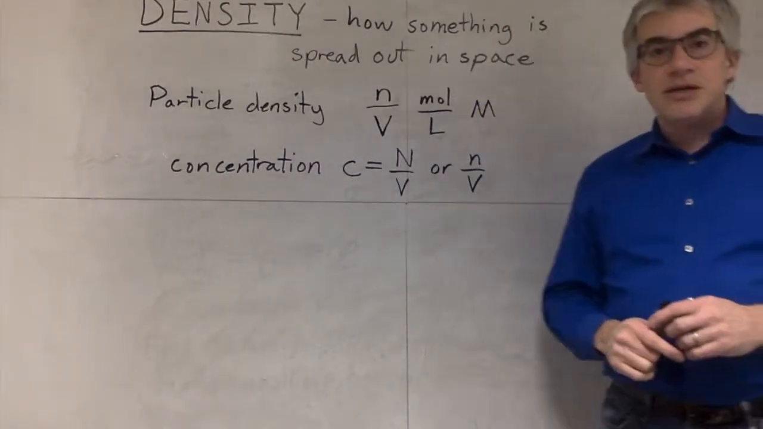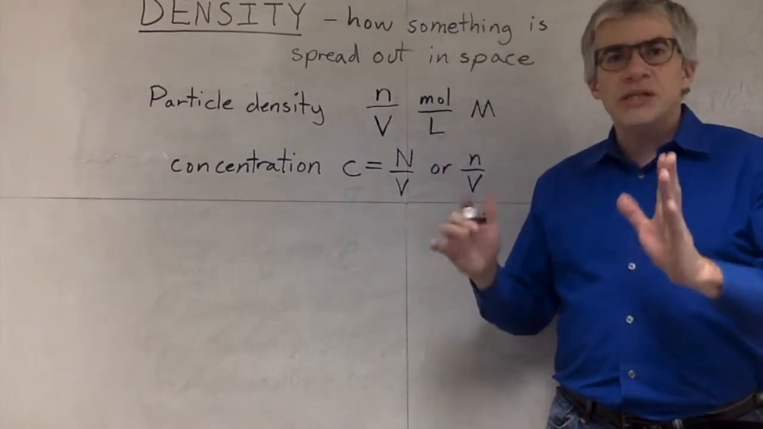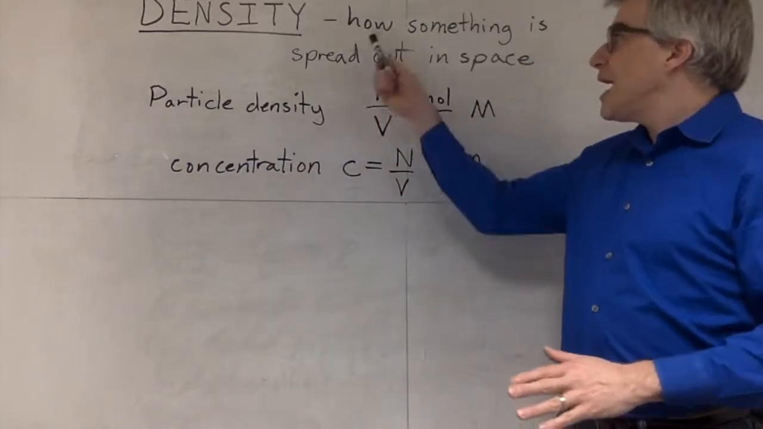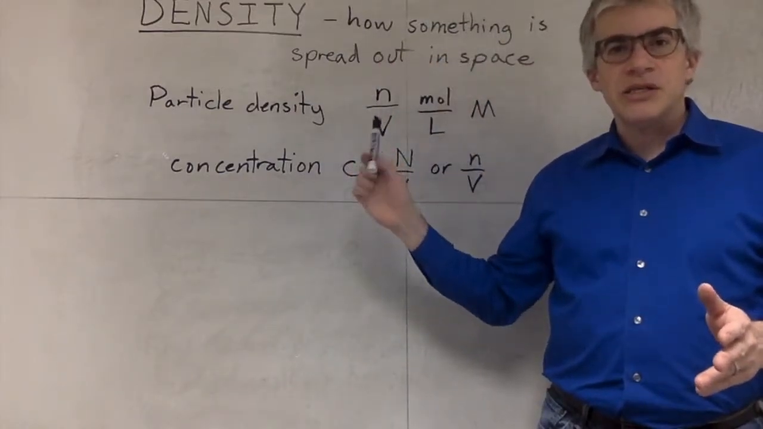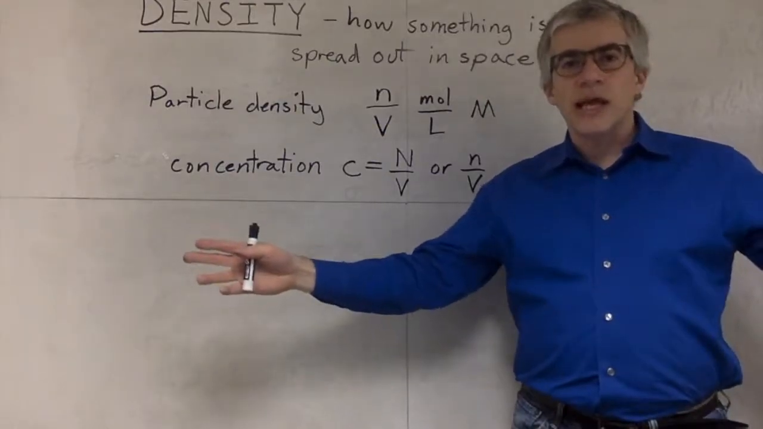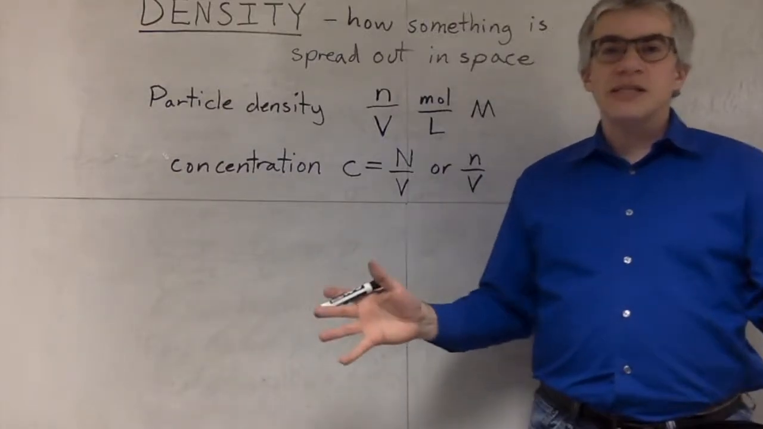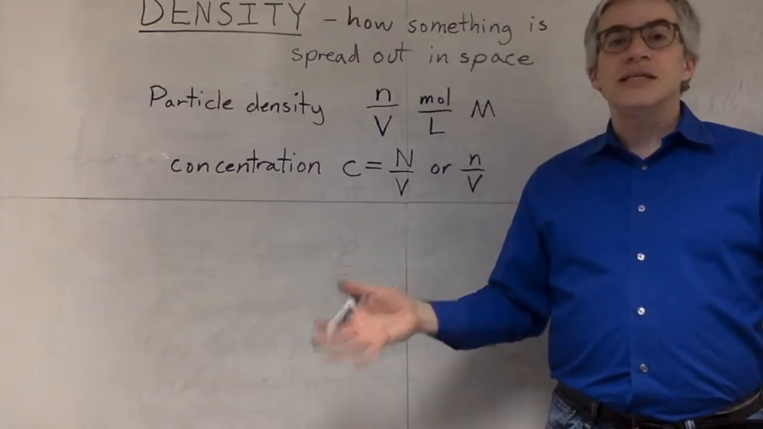So as you can see, there are several kinds of density, but they're all related. They all mean the same simple concept, how something is spread out in space. You take the amount of stuff you have and you divide by the total length, or the total area, or the total volume, whatever you're spreading things out in. And that's the idea of density.